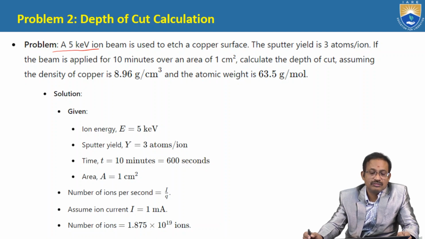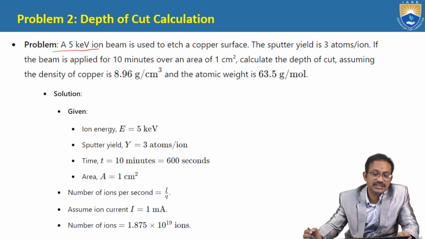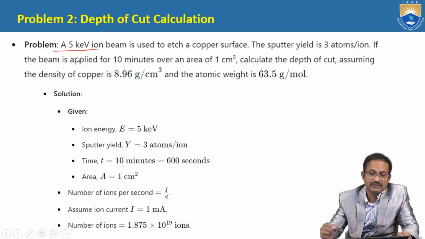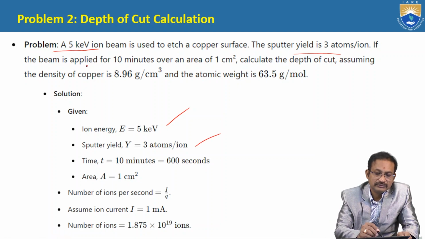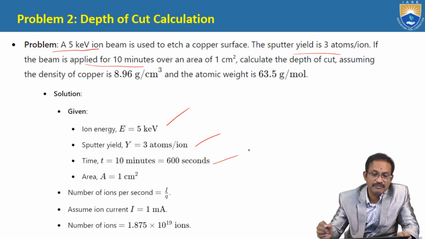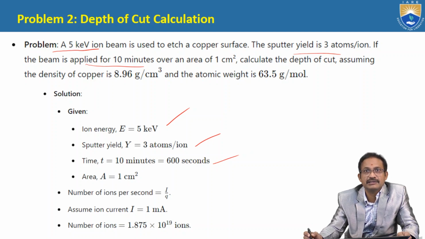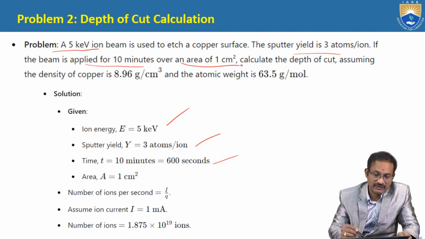Now let us see what the given data is and how we can find the depth of cut. Ion energy is given. Next, sputter yield, 3 atoms per ion, given. Next, time is given, beam time, that is 10 minutes. We have to convert it into seconds. Next, area is given, 1 centimeter square.